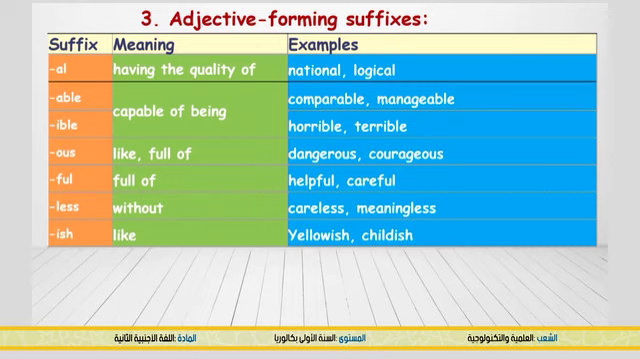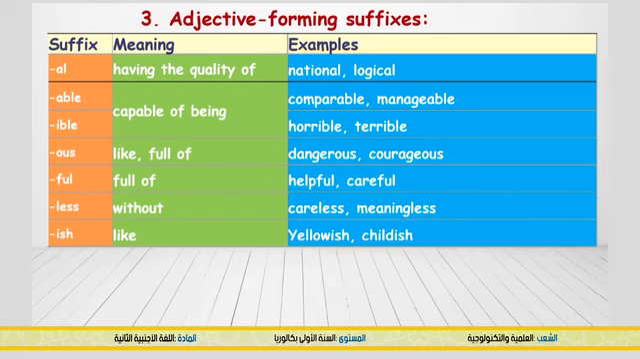ABLE, the meaning is capable of being. Say able or ability, capable of being. Examples: compatible, manageable. Able, again, the meaning is capable of being. Examples, we say horrible, terrible.